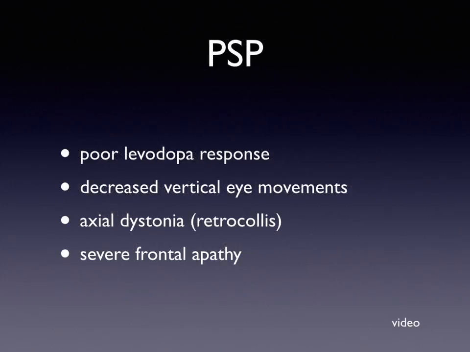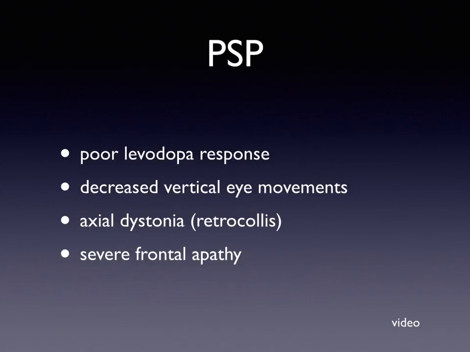So the first one is progressive supranuclear palsy. With most of these atypical Parkinson's disorders, they tend to be a little bit faster in terms of progression, more severe in symptoms, and these diseases also do not respond nearly as well to levodopa. And so if a patient doesn't respond well to levodopa, we start thinking they may have an atypical disorder. This is characteristic with PSP.